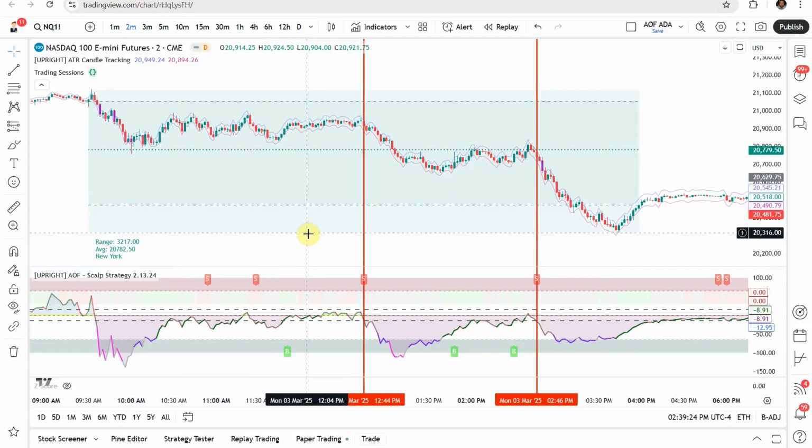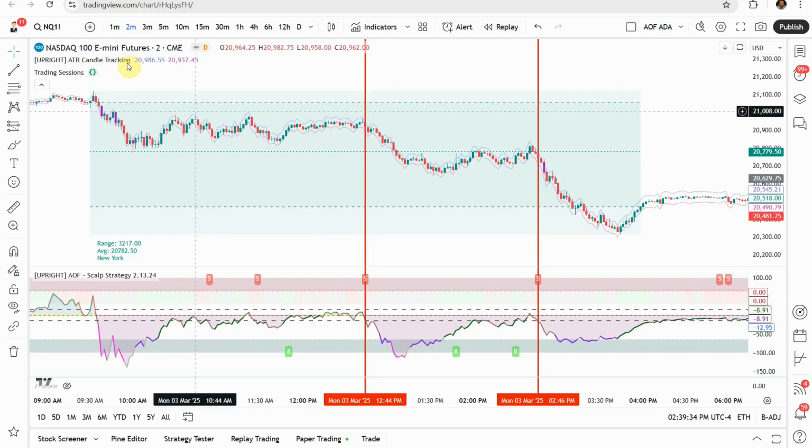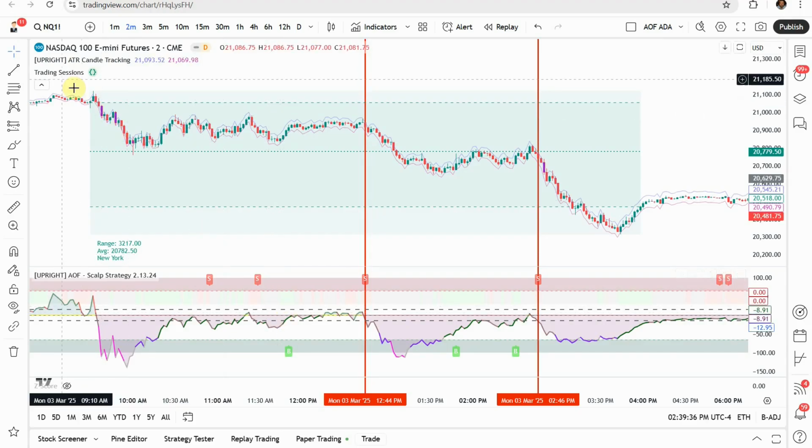Alright, as I said, today we will be taking a look at a futures day trading strategy. What we're using is the Academy of Forex indicator, the ATR candle tracking indicator that comes with the Academy of Forex indicator, and then a trading sessions indicator that basically blocks out the New York trading time. And that's what we'll be trading within during this strategy.